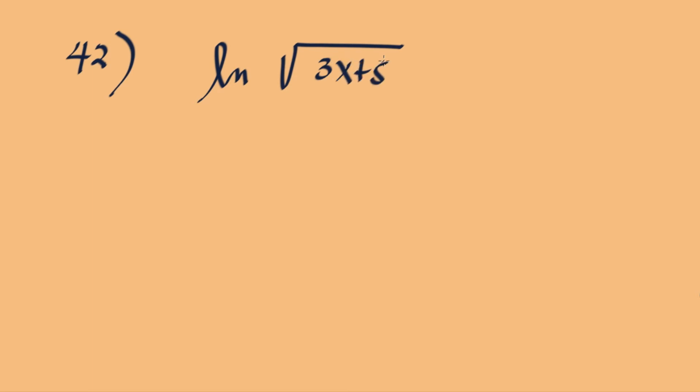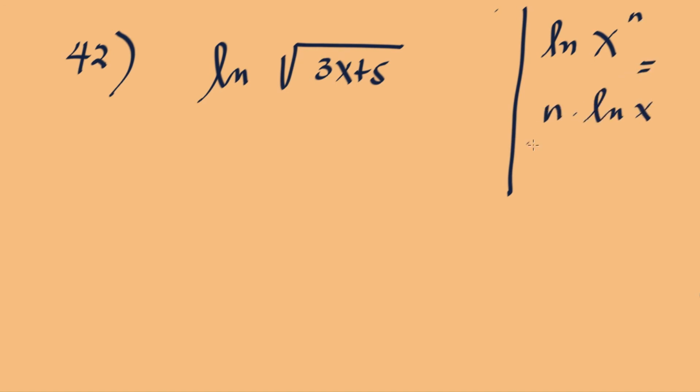Okay, so let's look at number 42. How about if we have to get the natural log of square root of 3x plus 5? Okay, so let's use again that property of logarithm. If we have the natural log of x raised to, say, n, that's equivalent to n times the natural log of x. In other words, if we have the natural log of x squared, this is the same as 2 times the natural log of x.